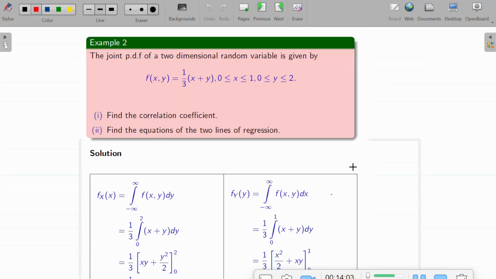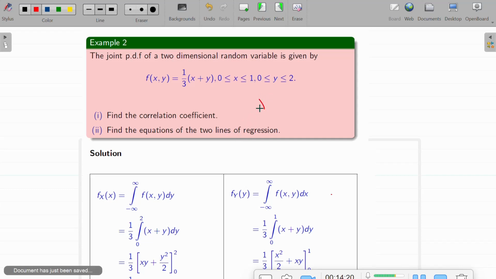where the joint PDF of a two-dimensional random variable is given by a function f of x comma y equal to 1 by 3 (x plus y), where x varies from 0 to 1 and y varies from 0 to 2. Here we are supposed to find the correlation coefficient and the equations of the two lines of regression. Now no other data is given.